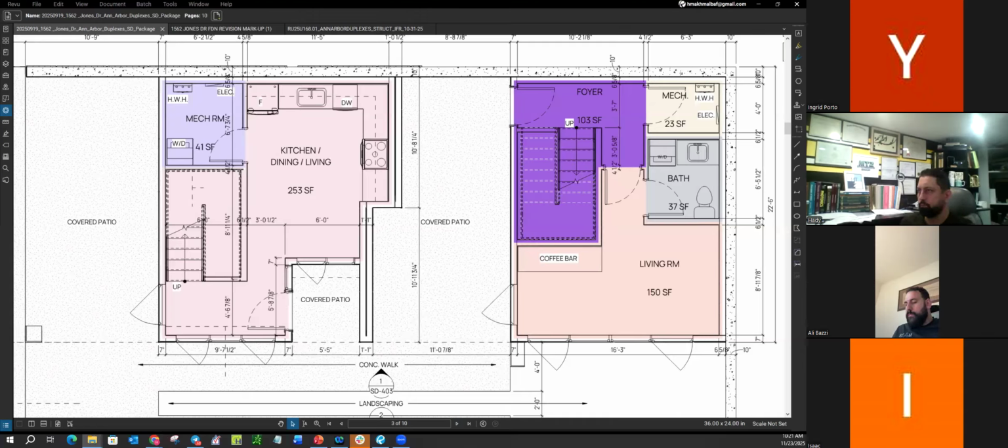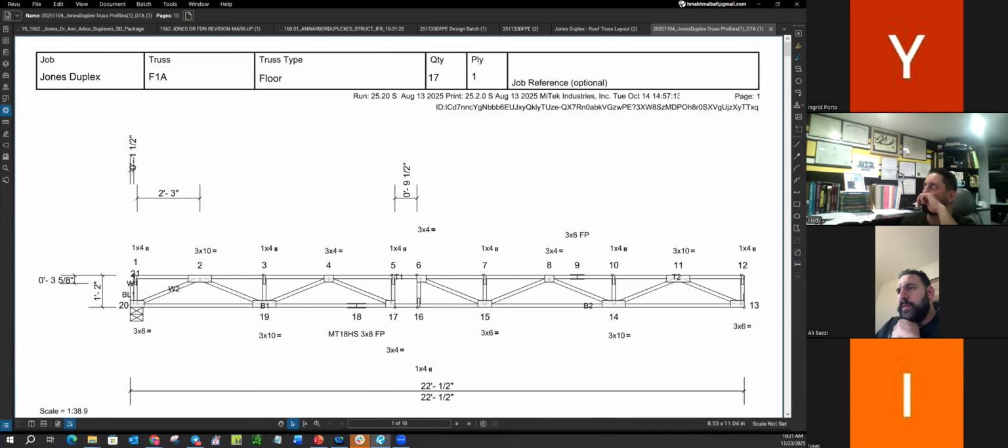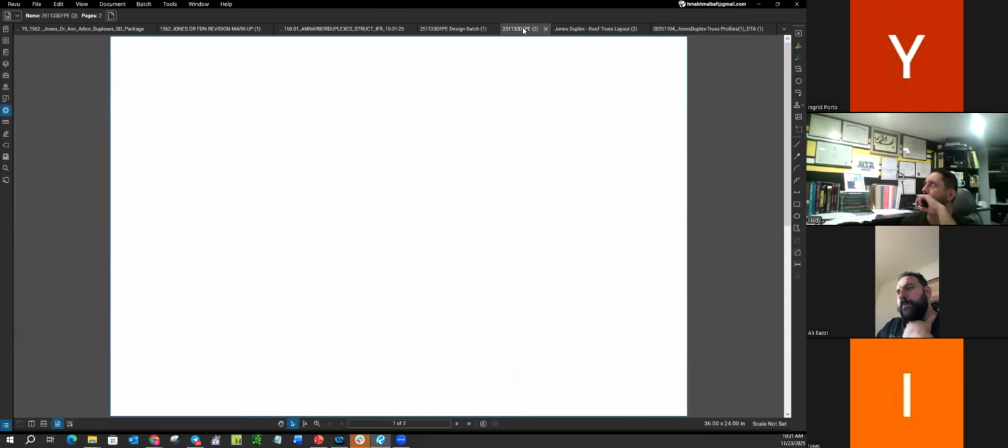Okay. And how about the backfill instruction? I didn't see anything like that in the structural set, but since you mentioned it, who usually does the backfill instructions? Yeah, I saw, those are usually in the notes for the structural. Okay, cool.